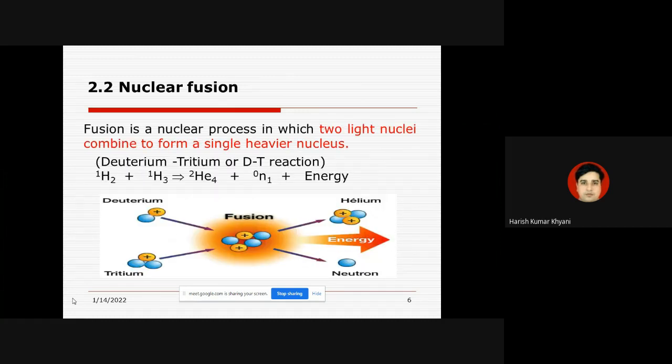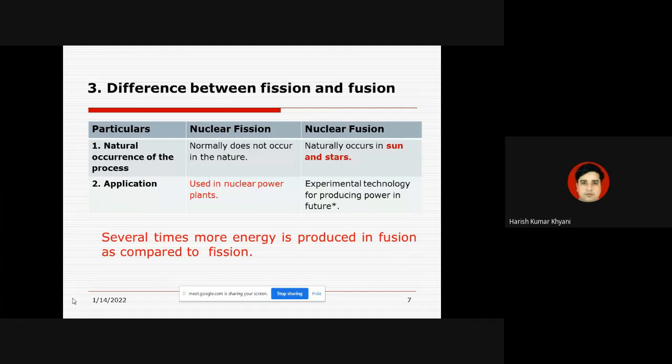Nuclear fusion is just the opposite reaction, where light nuclei combine to form a single heavier nucleus. In this case, the main fuel is deuterium and tritium. Sometimes this equation is also known as the DT reaction. These are basically the isotopes of hydrogen. In this case, we are also getting the energy. So in both the equations we are getting energy, but there are some differences.